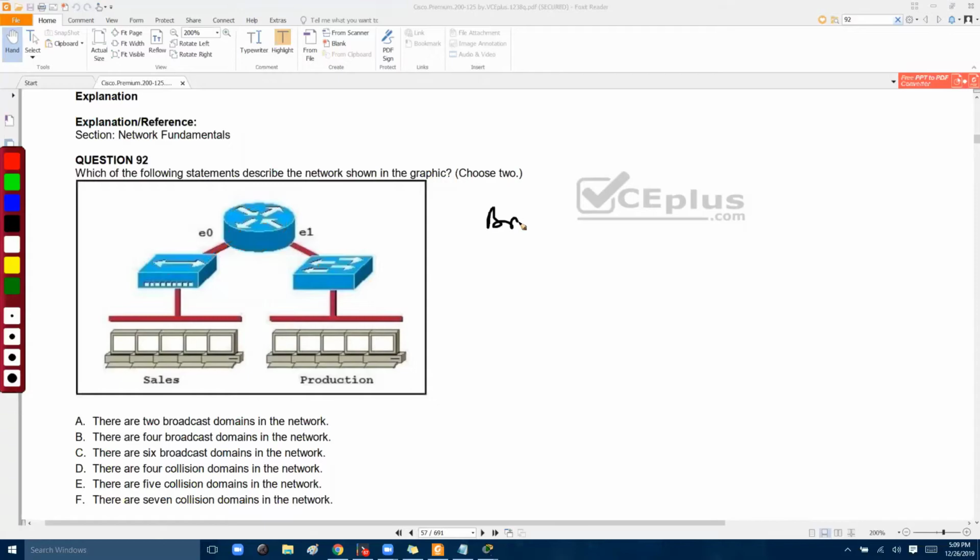So basically, broadcast domain means one LAN. So one LAN or VLAN represents your broadcast domains. So basically, you can say one LAN or VLAN. So here there are only two LANs. So basically, there are two broadcast domains here.